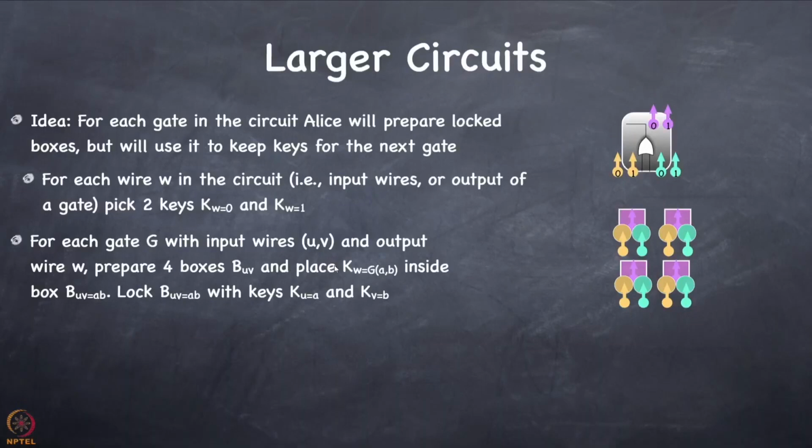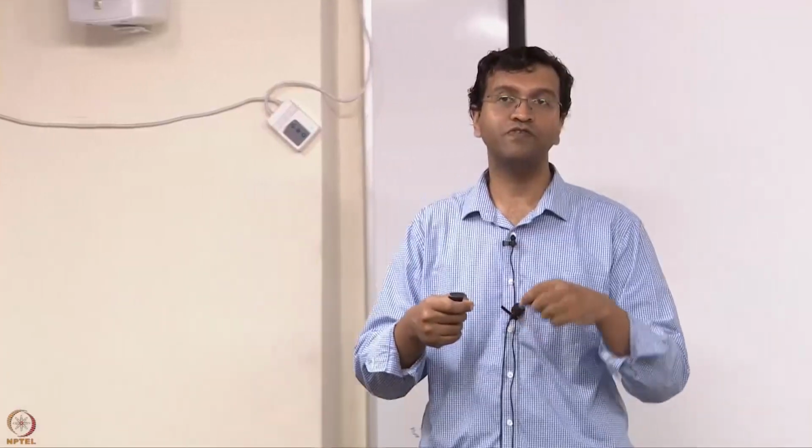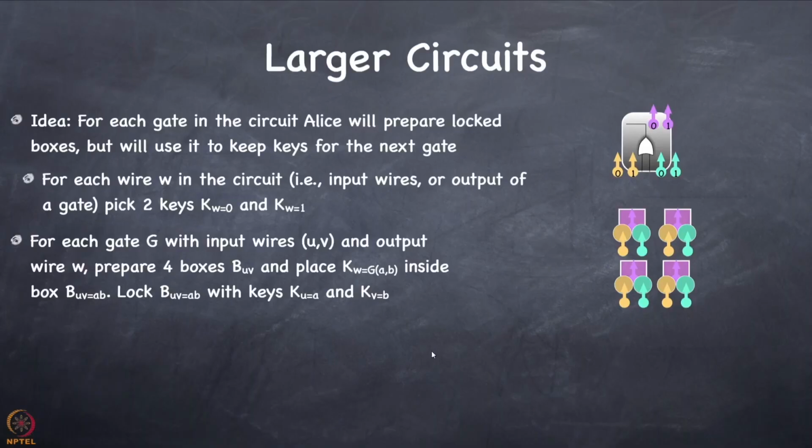So in general, these 4 boxes, the key sitting inside here corresponds to the key W equal to the output value. So every input is now represented by this key, and otherwise we are doing the same thing. We are keeping the output of the function inside the box. It's just that instead of the actual output bit, we have the key that represents it.